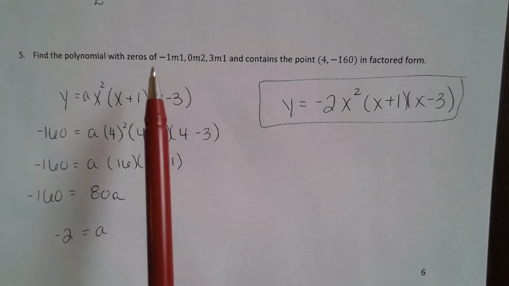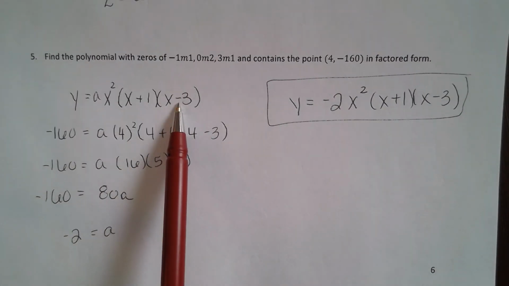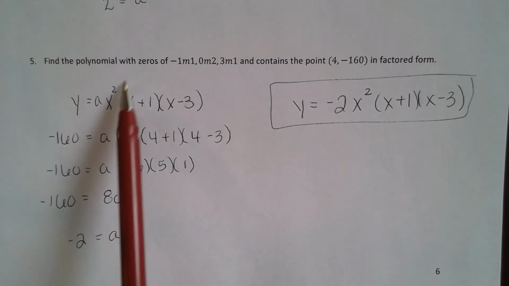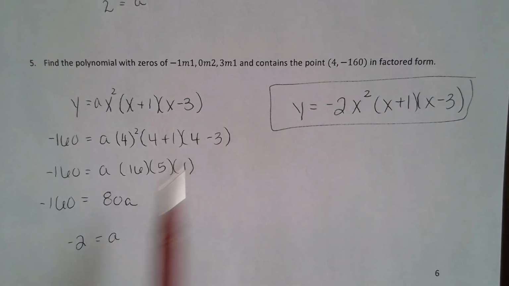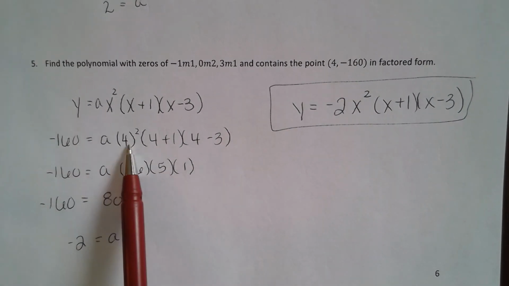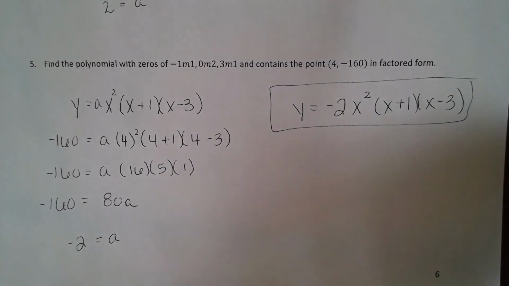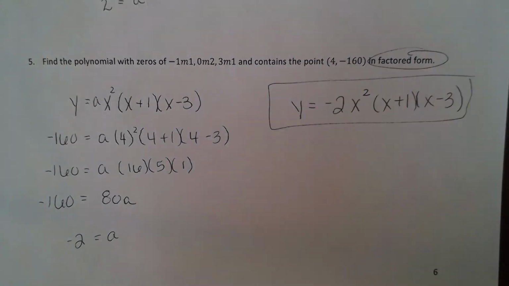All right, so we had a 0 of -1, a 0 of +3, and then a 0 of 0 with a multiplicity of 2, so x squared. We want to find a because they gave us this ordered pair. Plugged in our y, plugged in the x. I got a is -2. Plugged that in for a. It did say factored form, so we did not have to distribute it out, and we're done.